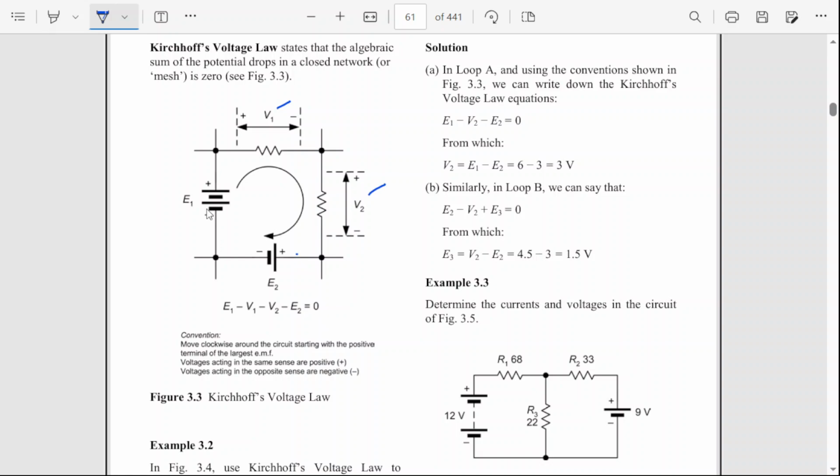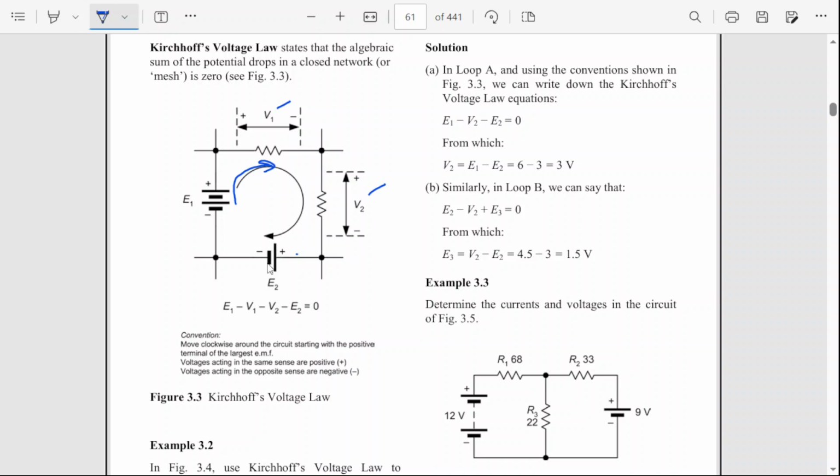So E1 is positive, B1 is negative, B2 is also negative, and E2 is also negative because notice the polarity of this power supply. This power supply, the positive is facing in this direction. So notice the direction of the arrow, that's the current flow. The current is flowing in this direction.